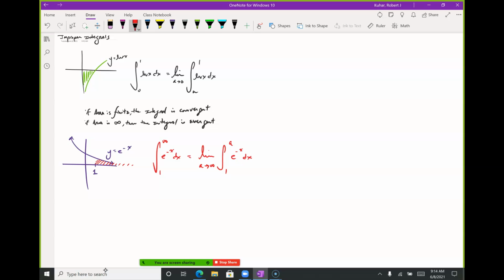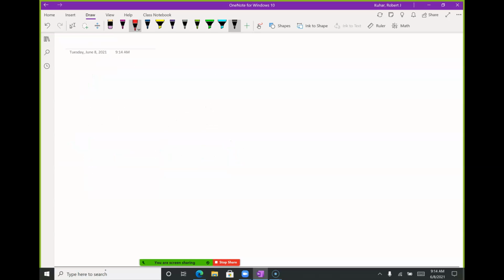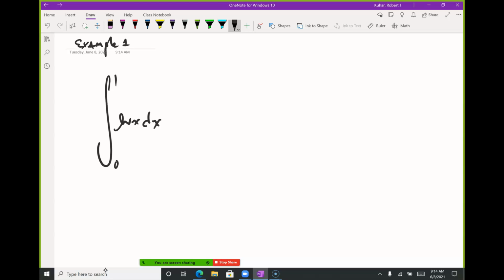Right, so we're looking for either that infinity this way or the infinity this way. Okay, let's do this first one. Example: the integral from 0 to 1 of ln of x dx. Now, I certainly could do this integral before I do anything else, but I really want to know that it's improper. I'm going to tell you: is the following integral convergent or divergent?